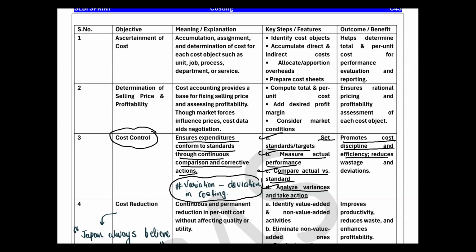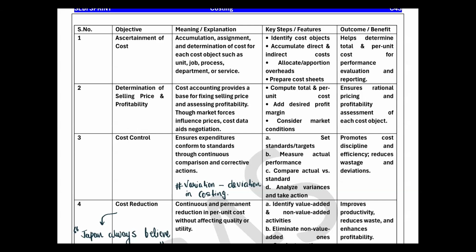That is the meaning of efficiency. It promotes cost discipline and efficiency, and reduces wastage and deviations. So I hope that up to the third definition it is very much clear.